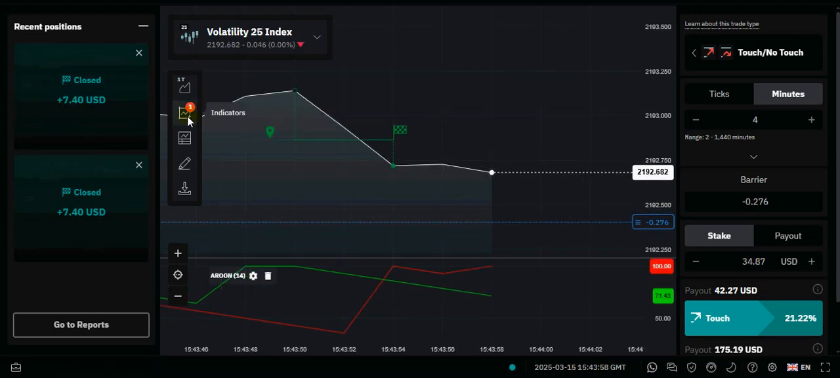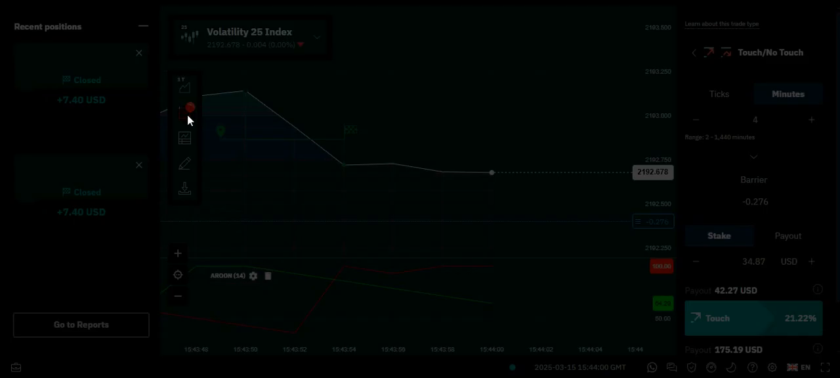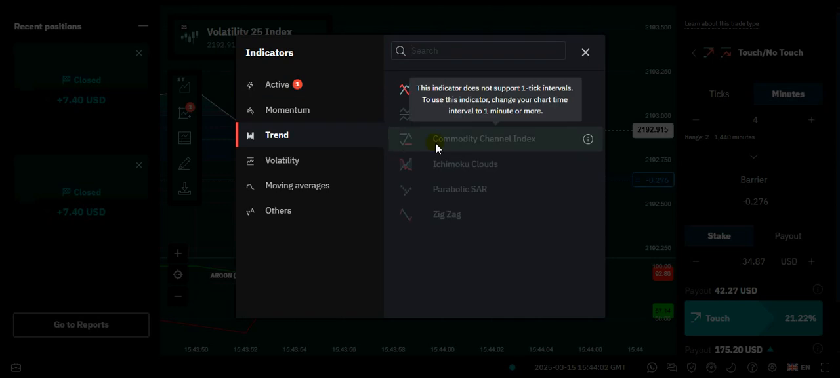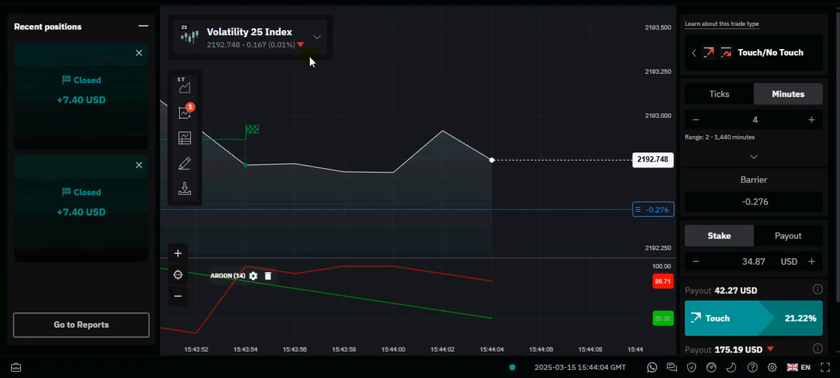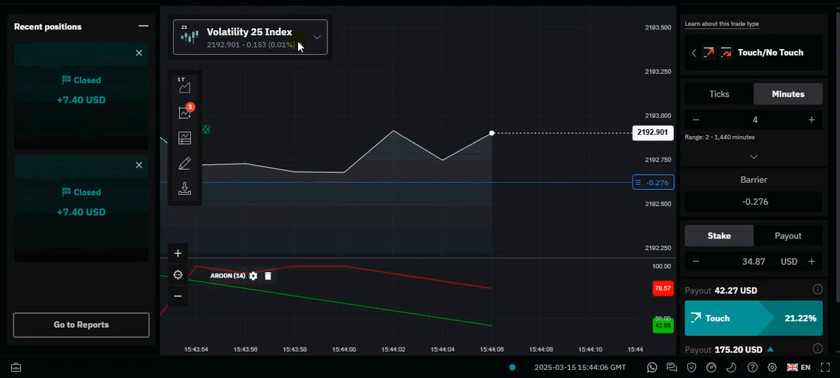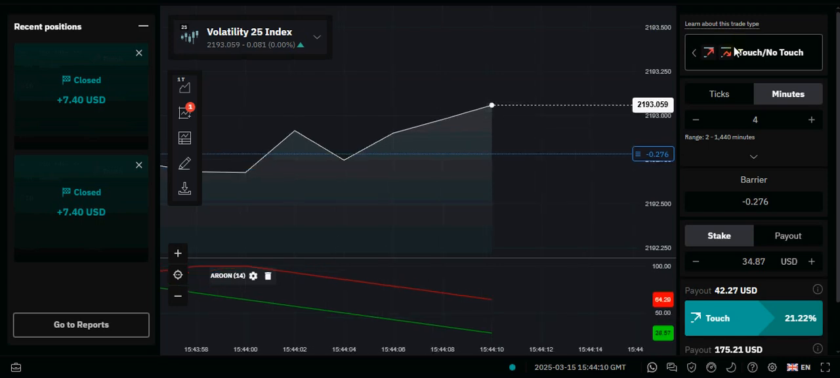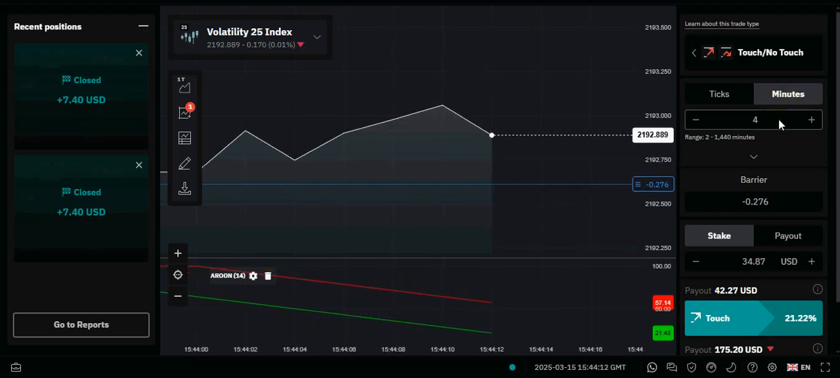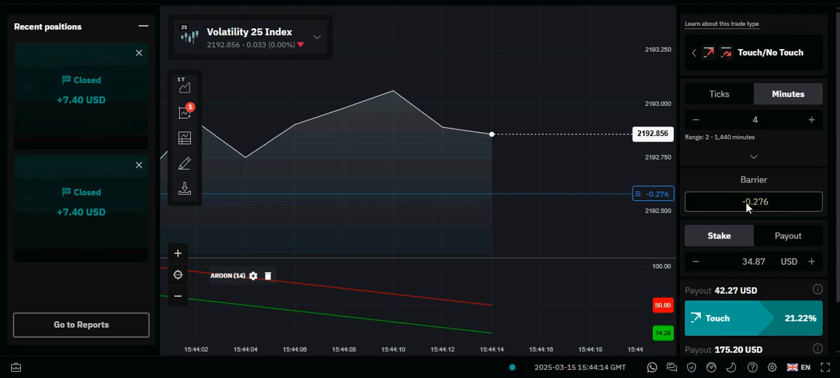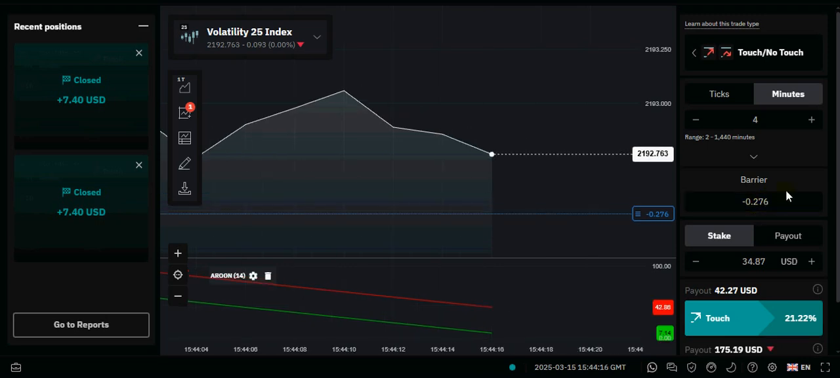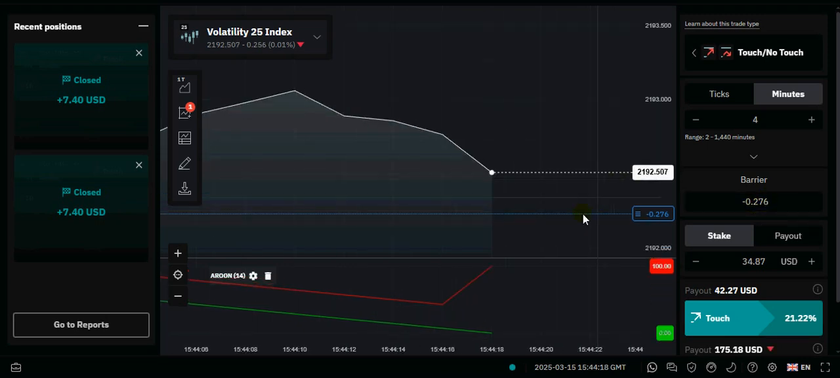So once you log in, go to the indicator, go to trend, click on Aroon indicator. Once you do that, make sure you're on the Volatility 25 index, click on it, go to the trade type, click on touch/no touch, and set the minutes to 4 minutes. Set the barrier to minus 0.276, minus 0.276.